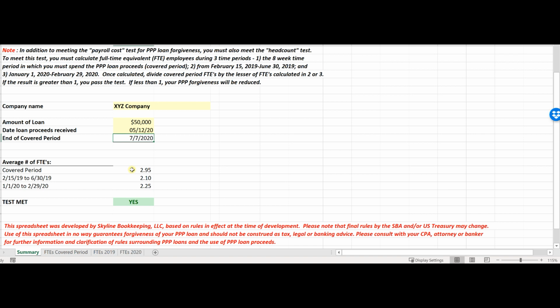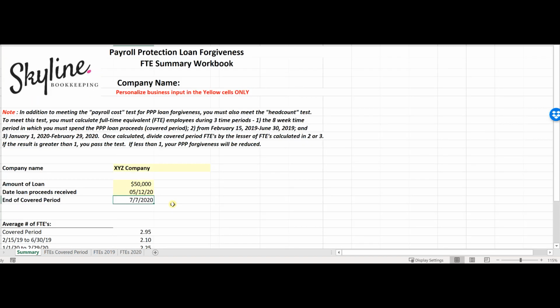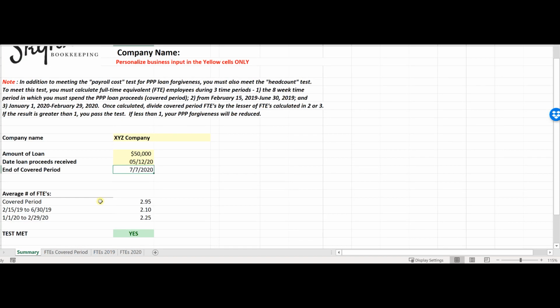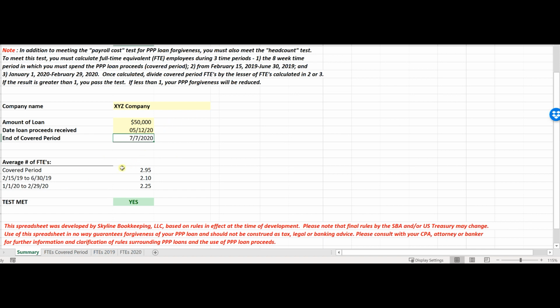If you only had 1 employee during the covered period and you had more employees during the time periods listed below, you wouldn't qualify for 100% loan forgiveness. So that is something that you need to make sure that you're recording. So at the end of this time period, you're not confused when the SBA lender says that you don't qualify for 100% loan forgiveness.